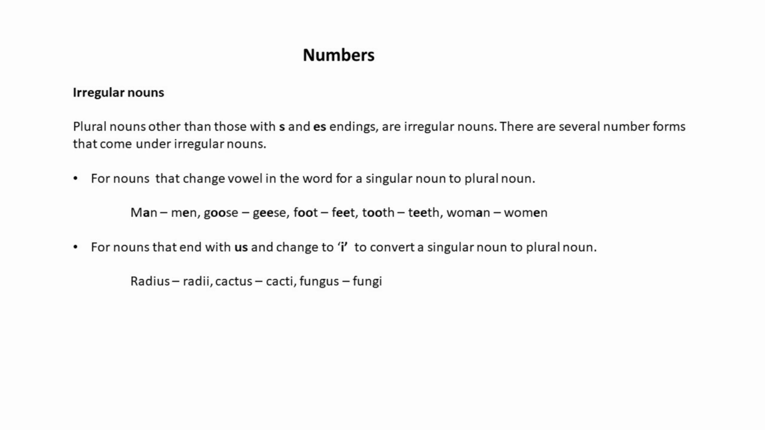Similarly is the case with cactus. Even this word ends with the letters US, so I am replacing these letters with the letter I. So the plural form will become cacti. In the same way, if I say the word fungus, even this word ends with the letters US. So to write its plural form, I am replacing these letters with the letter I. So the plural form will be fungi. So if I have to say a sentence with the word radius, I can say the radius of a circle or the radii of the circles.